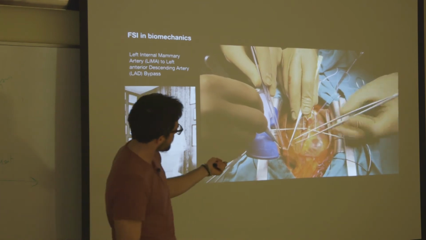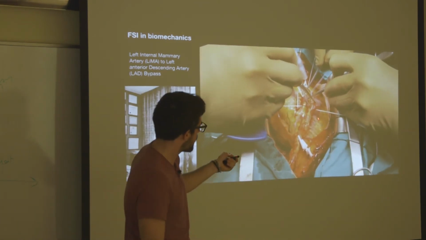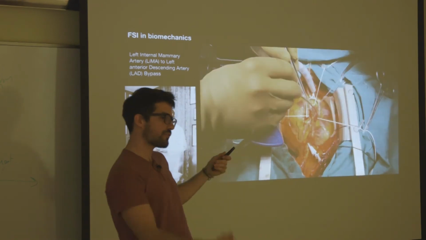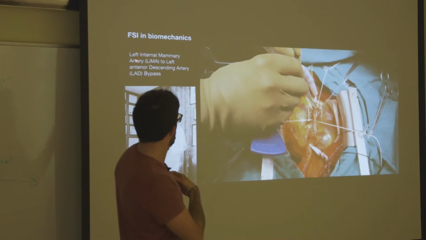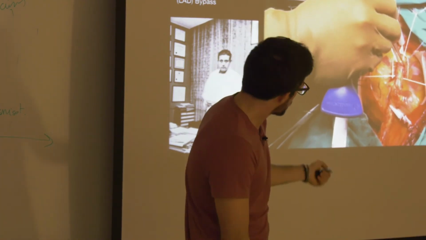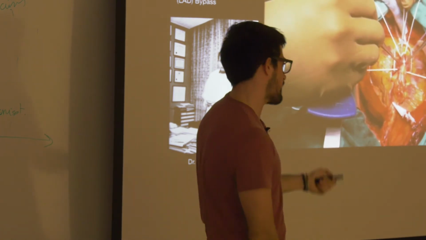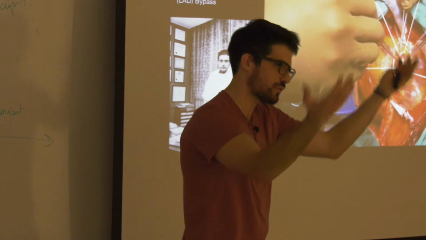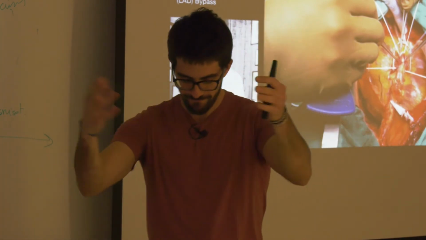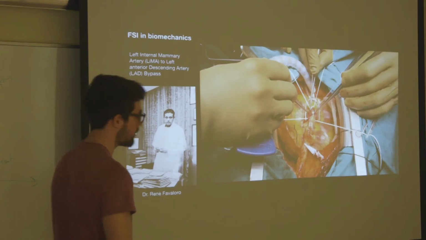The heart is beating. They are trying to restore blood flow in the coronary arteries, bringing blood from the left internal mammary artery. So you can even see the blood pumping inside of the coronary arteries, and the heart, of course, is pumping blood to the rest of the body. So this is pretty interesting, and it involves all the things that I told before.